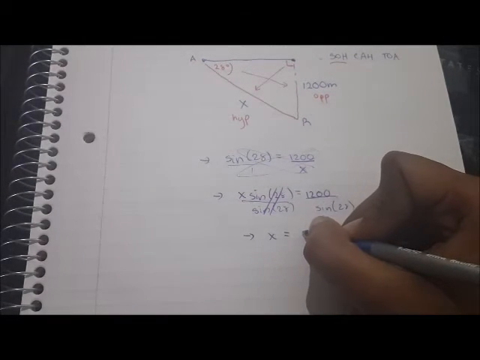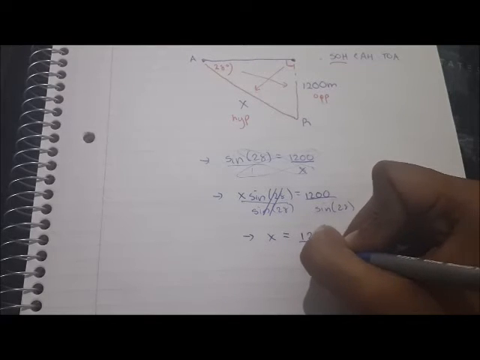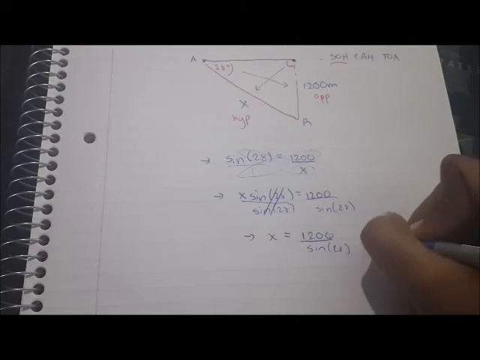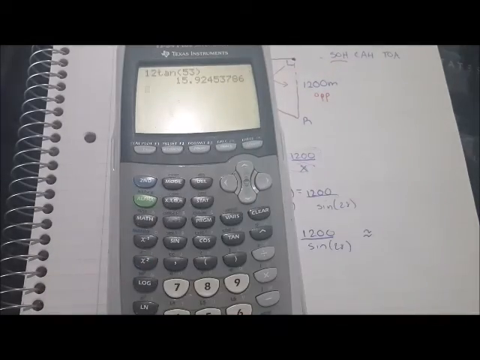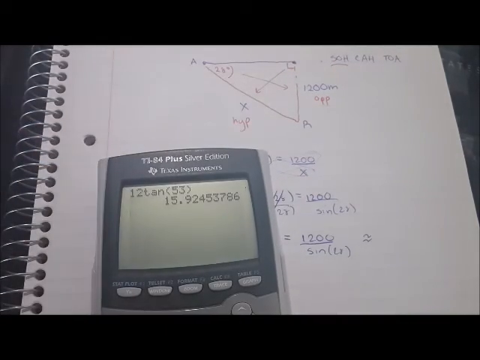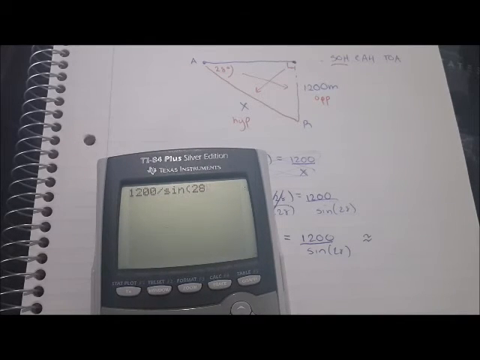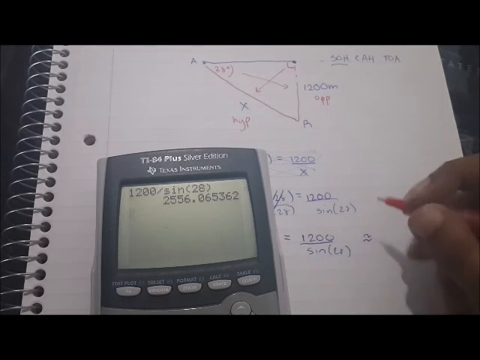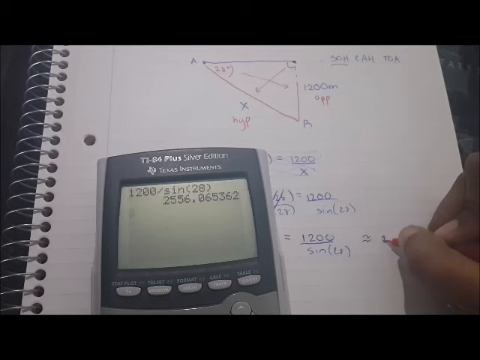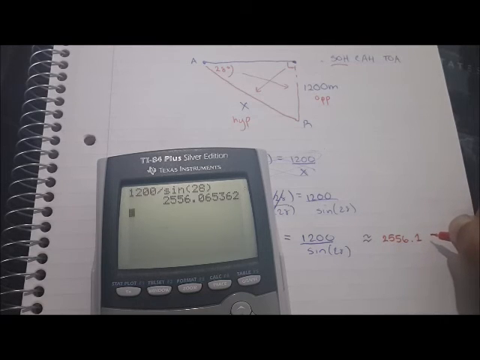Okay, so now my equation looks like the following. 1200 divided by sine of 28, and then I'm going to round that. I'm going to write 1200 divided by sine of 28 degrees, and that gives me approximately, going to round to nearest tenth again because it didn't tell me where to round, 2,556.1 meters. And that is the distance from the plane to the rock. And that's pretty much it.